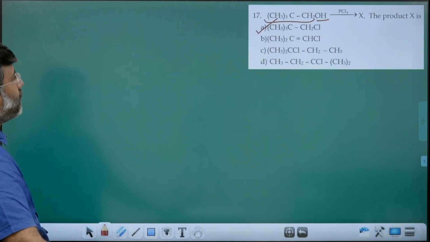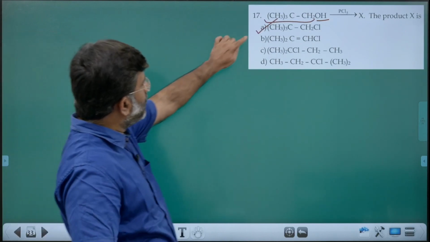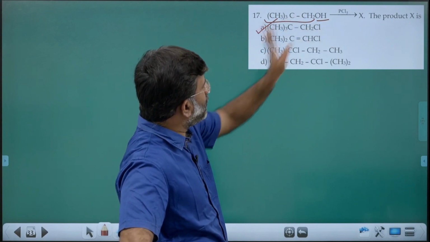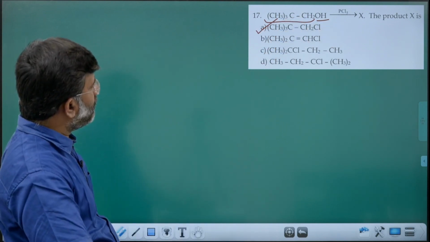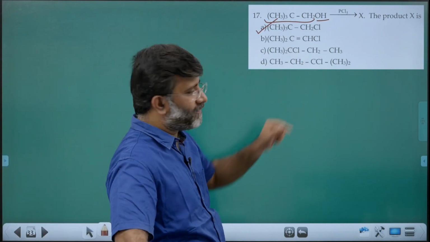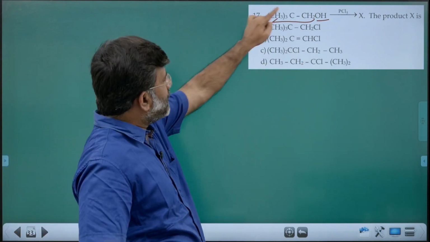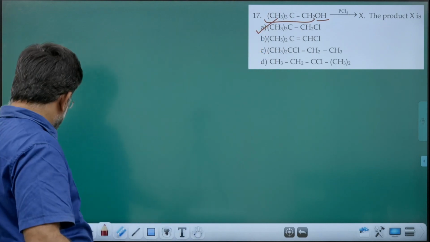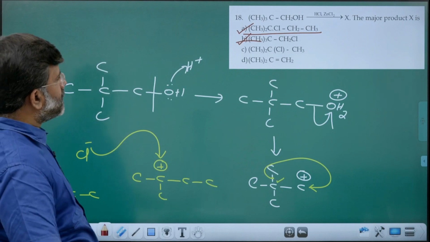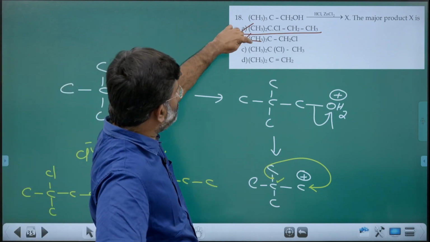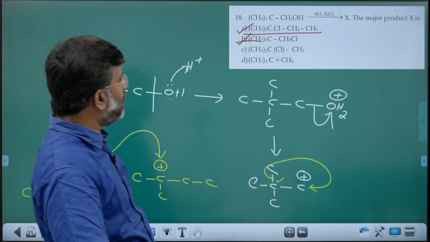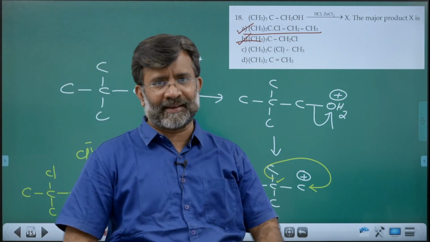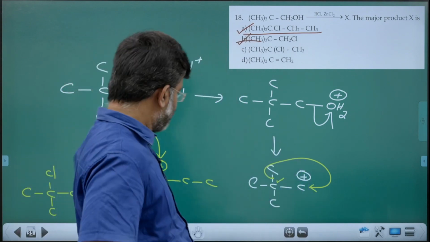Compare this. Here you get only that OH goes and chlorine comes. You are not getting option C. See that? With PCl5, you are getting option A, not C. And now with HCl, you are not getting option B, rather you are getting option A. I think it is clear. Yes. Next one.